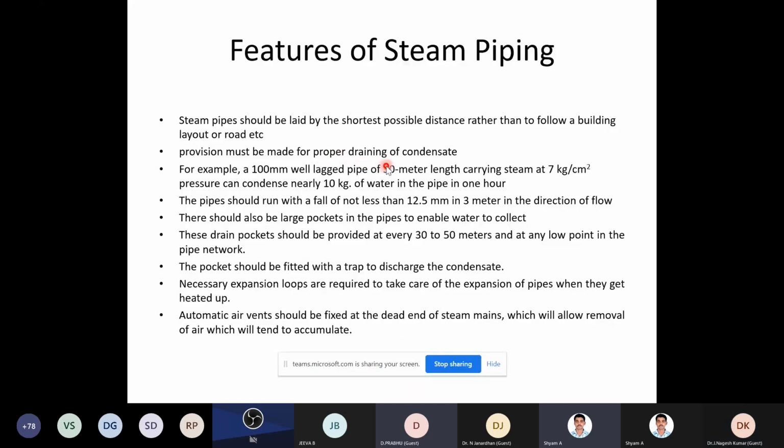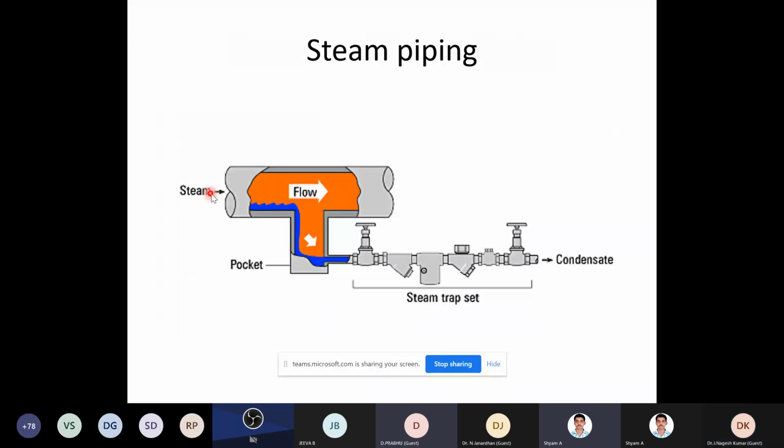So what does this mean? Facility for draining of the condensate means the steam is flowing here. Because of radiation and convection loss to the environment, some steam will condense. In spite of the insulation, some condensation takes place. So whenever there is condensation, it has to be removed. If you don't remove it, what will happen? Suppose this is called the drain pocket. As the steam moves, in this drain pocket the condensate alone is collected and it is taken out through a trap.